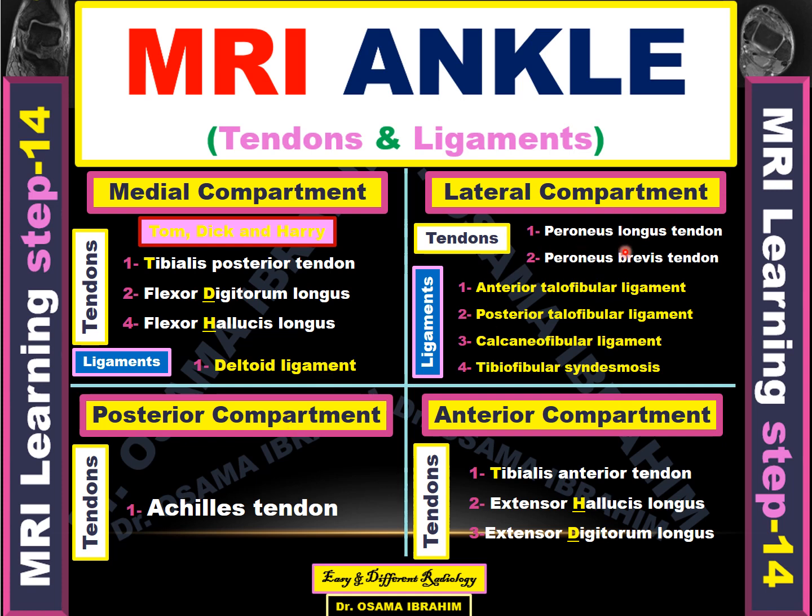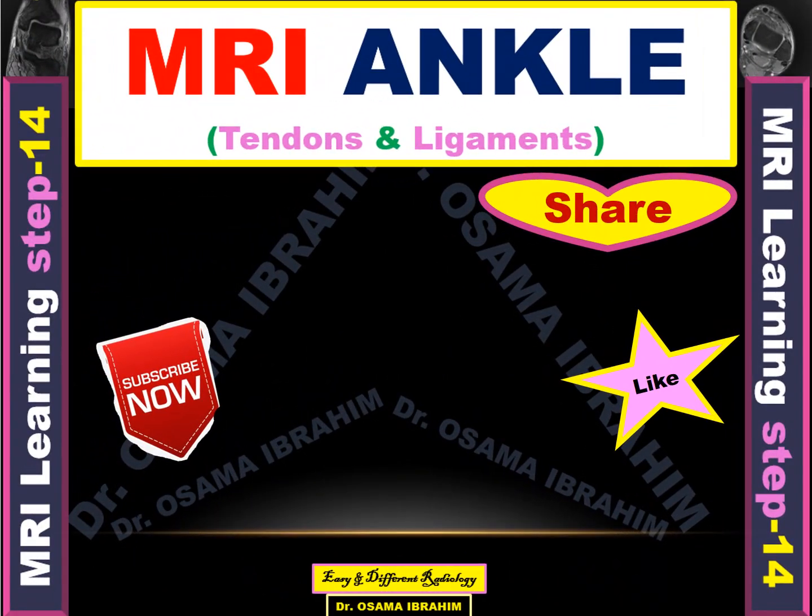The lateral compartment is represented by two tendons, peroneus longus and peroneus brevis, and the ligaments: anterior talofibular, posterior talofibular, calcaneofibular ligaments, and the tibiofibular syndesmosis. The anterior compartment is reversed to Tom, Dick, and Harry: tibialis anterior, then from medial to lateral, extensor hallucis longus and extensor digitorum longus. And the posterior compartment is represented by the Achilles tendon.